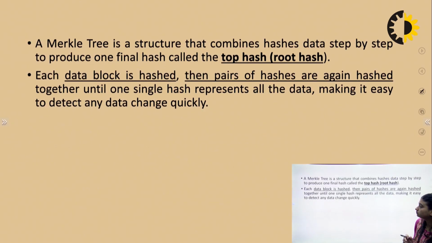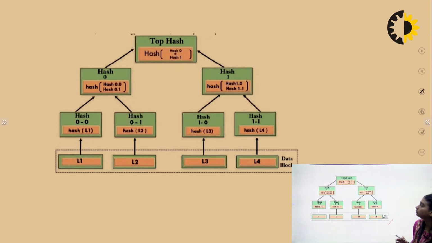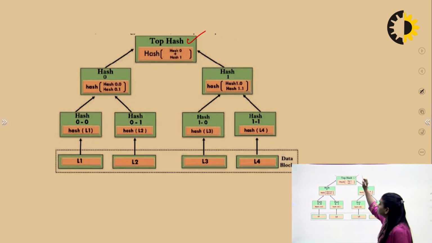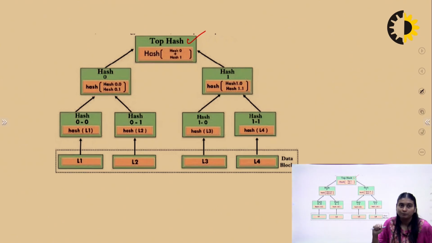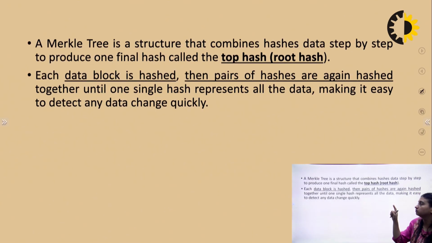A Merkle tree can be described as a structure that combines the hash data step by step to produce one final hash called the root hash. This is the top hash, or you can say the root hash. We have two hashes, and they are combined together until we are able to reach the top one. So this is how you can define a Merkle tree.